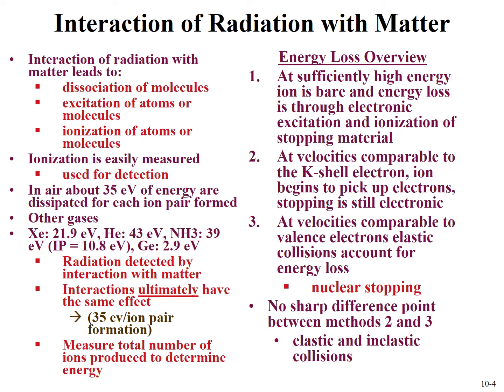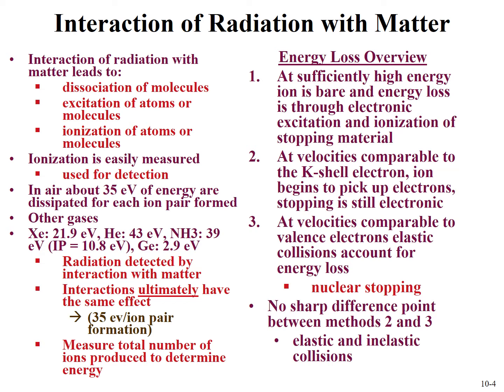In other gases, this varies a little bit, anywhere from xenon being close to 20 eV, ammonia 40 eV, and something like helium, which you would expect to be difficult, is on the order of 43 electron volts. Germanium, which is used in gamma detectors, has close to 3 eV. So this radiation, when it comes in, is detected by the interaction with matter. They ultimately have about the same effect, so 35 electron volts per ion pair formation. So if you measure the total number of ions produced, you can determine the energy of the particle that comes in.